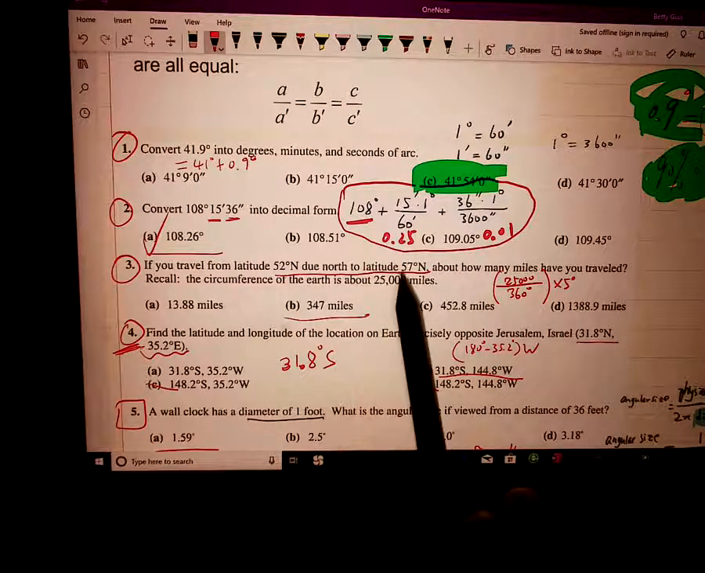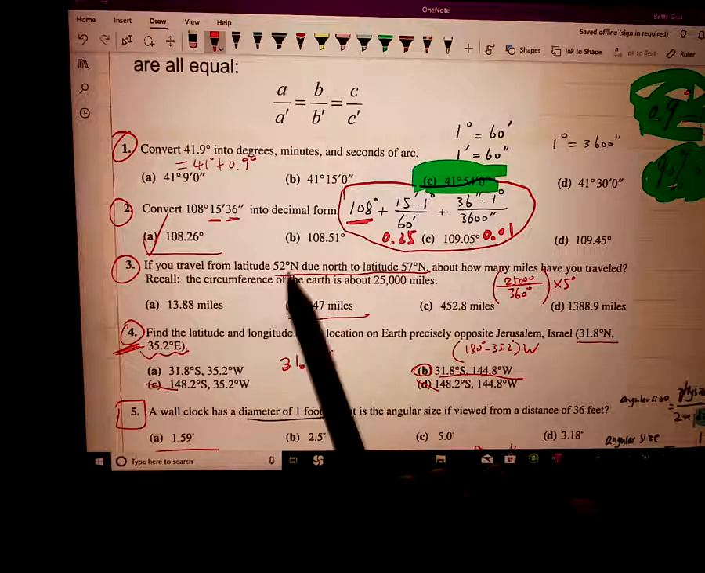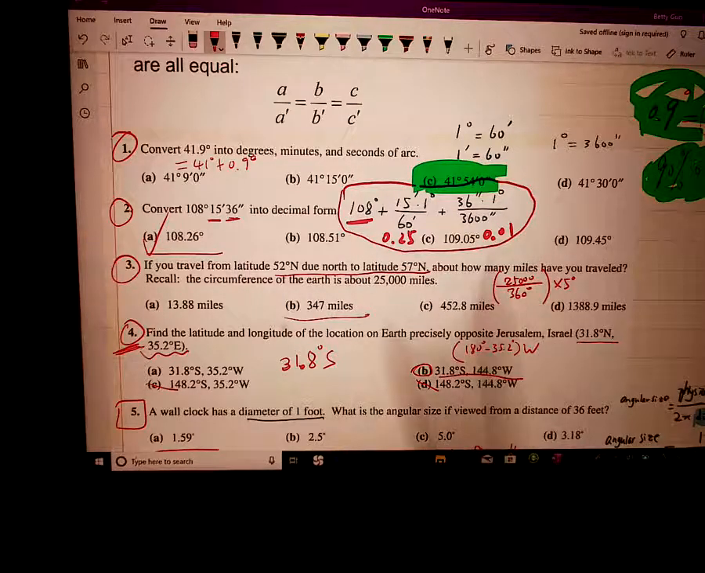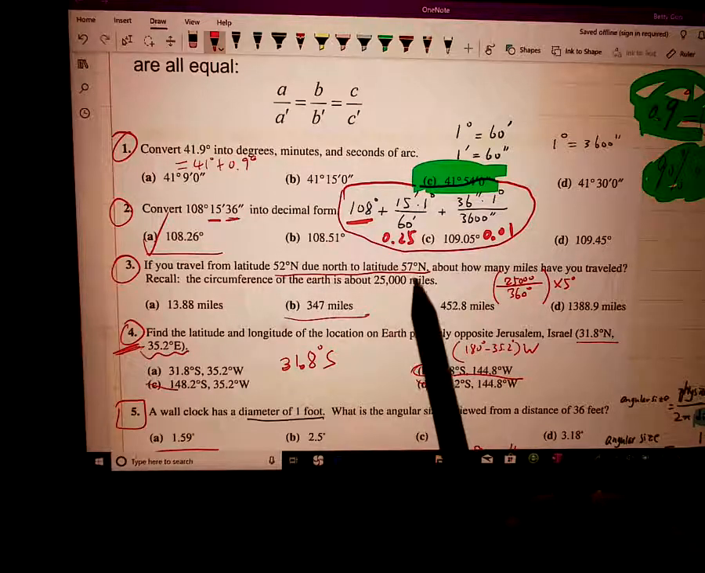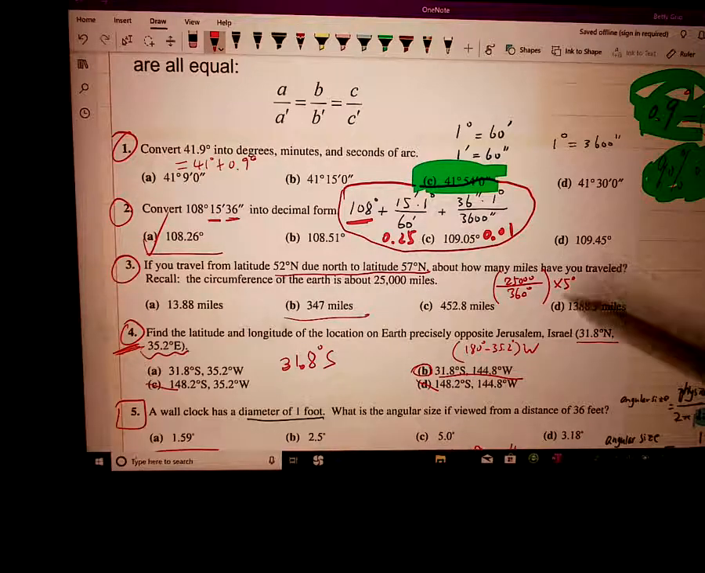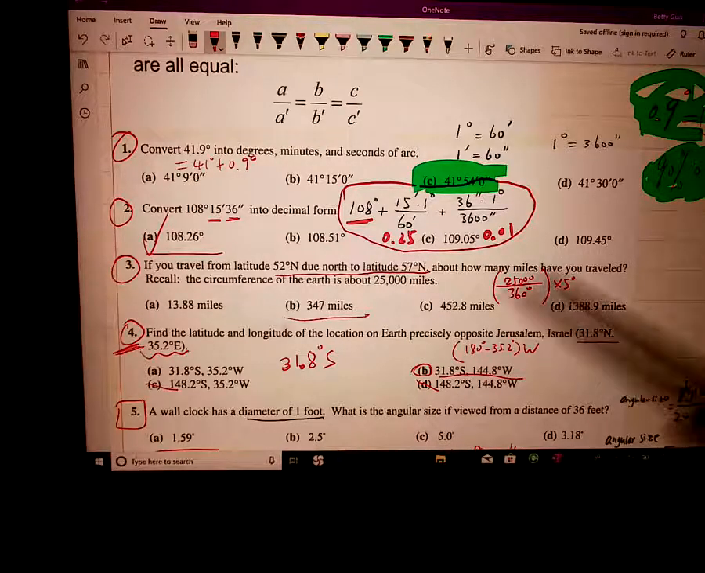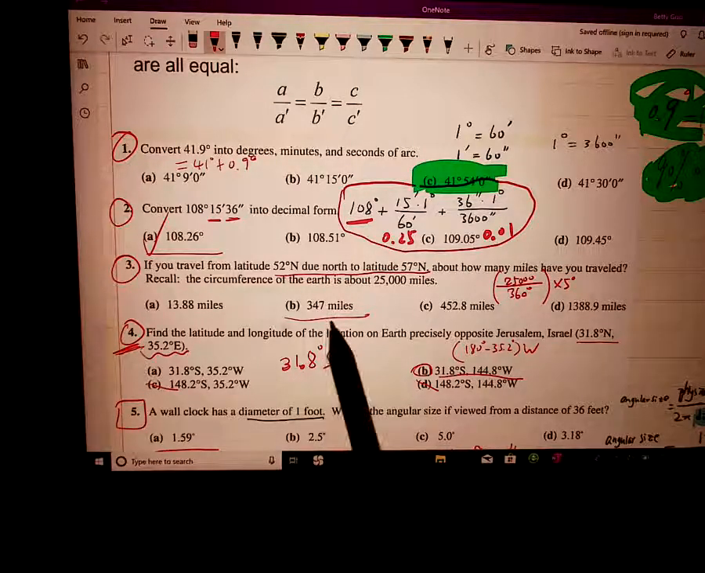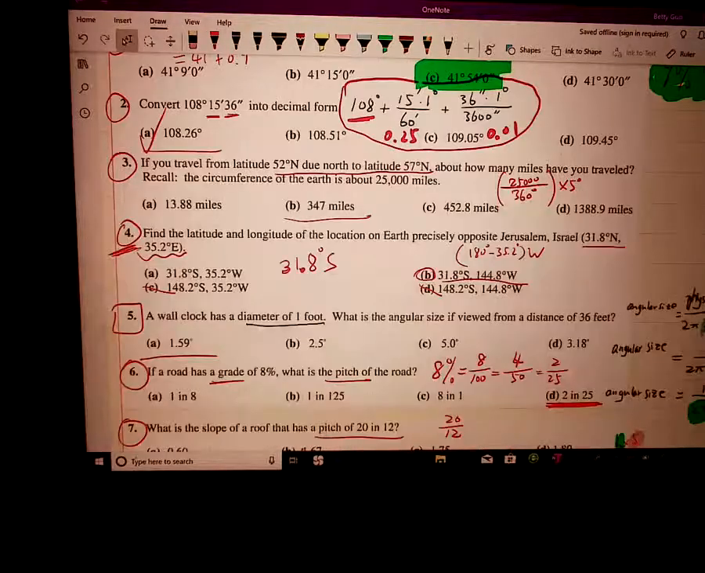You moved from 52 degrees north to 57 degrees north. You moved 5 degrees north, up, not down. You moved 5 degrees to the north. So you moved 5 degrees. Then you multiply the mileage for 1 degree by 5 degrees. You have 347 miles.